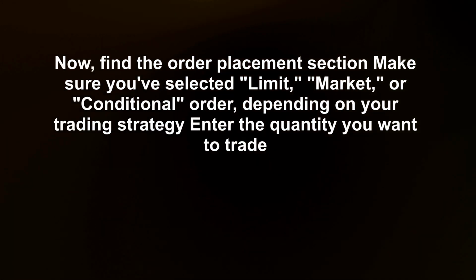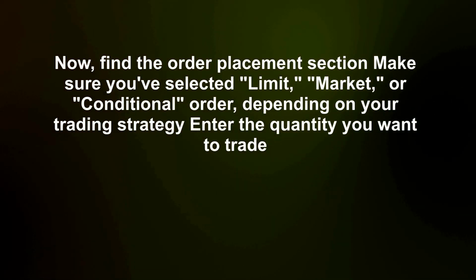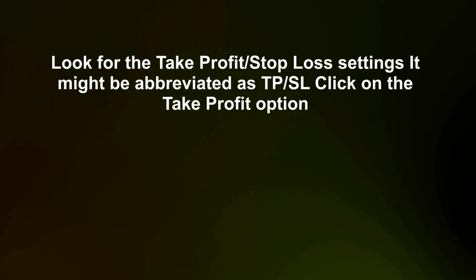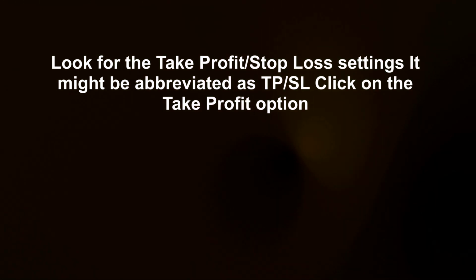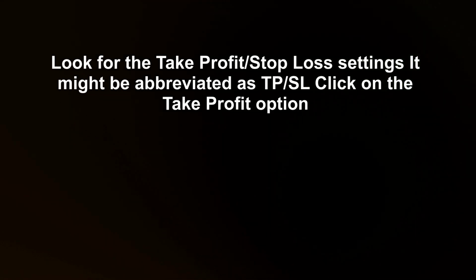Now, find the order placement section. Make sure you've selected limit, market, or conditional order. Depending on your trading strategy, enter the quantity you want to trade. Look for the take profit, stop loss settings that might be abbreviated as TP. I'll click on the take profit option.